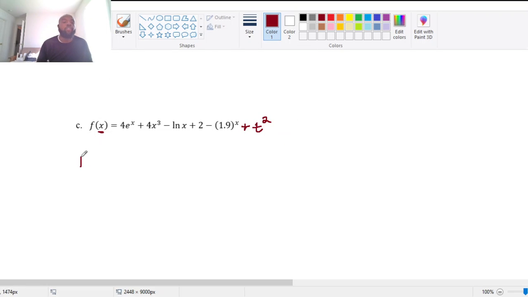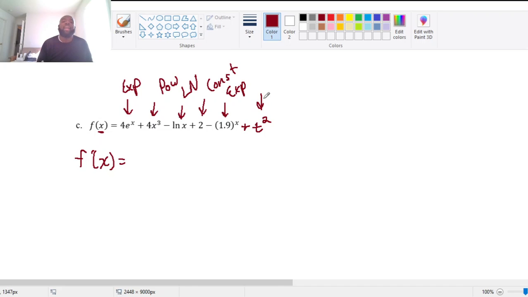And so when I do the derivative here, we have our exponential rule. Here we have our power rule. Here we have our natural log rule. Here we have our constant rule. Here we have our exponential rule. And here we have our constant rule again, right? Because that is not a function of x, it is a t, right?